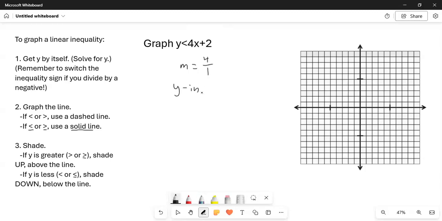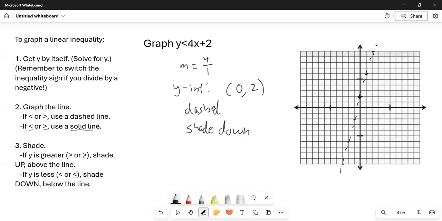Your y-intercept is going to be the ordered pair, 0, comma 2. It's going to be a dashed line, and you are going to shade down below your line. So we start at the y-intercept. Use your slope 4 over 1, rise up 4, 1 to the right, rise up 4, 1 to the right to make your whole line. And you're going to connect those with a dashed line.